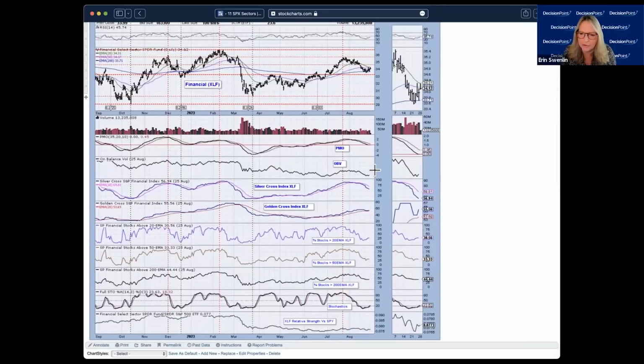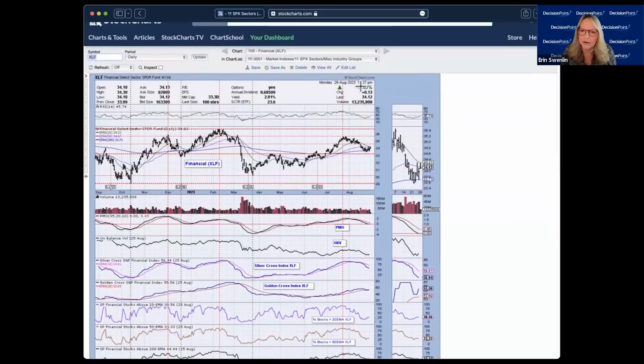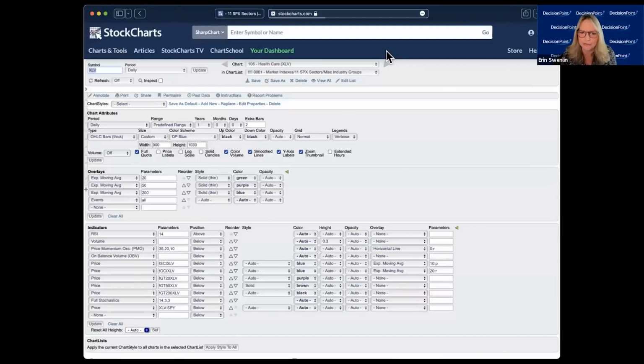Stochastics turning up. So I didn't point out financials because the PMO is still declining, and it looks like it'll drop below the zero line today. So not a place that I'm necessarily looking for a lot of upside movement, but certainly possible at this point.